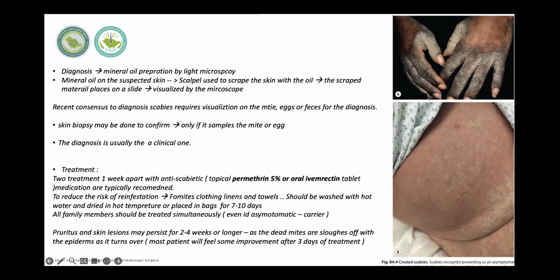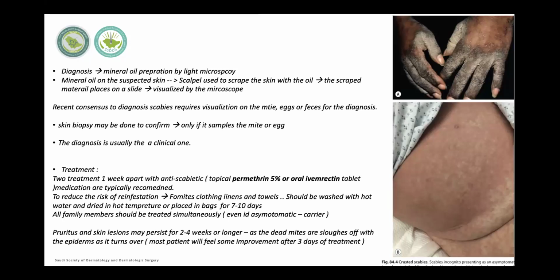For diagnosis, usually mineral oil is used. You apply mineral oil over the lesion, then take the blade and scrape, put the mineral oil on a slide, and visualize it. If you see the mite or the egg or the feces, this is a criterion for diagnosis. Skin biopsy can help if you actually get the mite and see it. But most commonly, the diagnosis is made clinically based on the symptoms we've described, like pruritus in the household and classical distribution of symptoms. And if you don't see the mites, you can still diagnose.